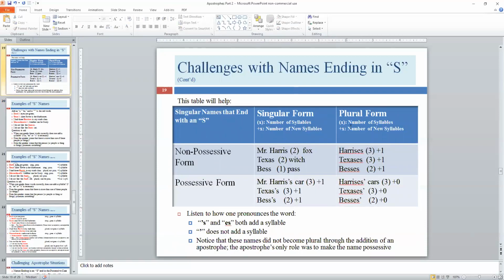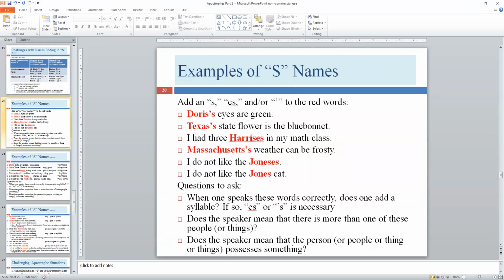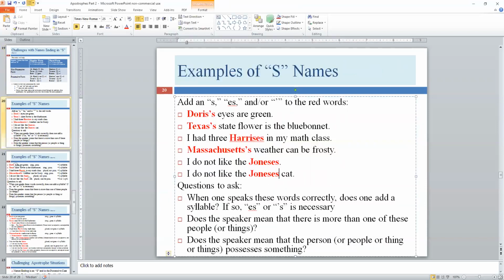So we're going to assume that it's plural and possessive, and so you can see that we first of all need to make, just like we made Harris's plural by adding ES and then the apostrophe, we're going to make Jones's plural and then add the apostrophe. And so here we've made all of these correct.